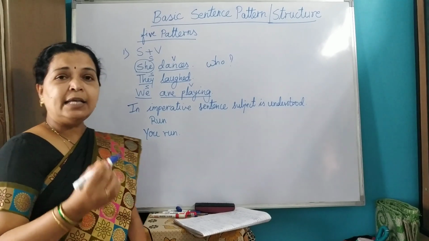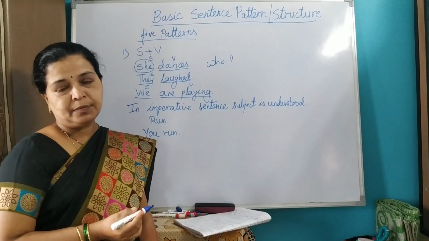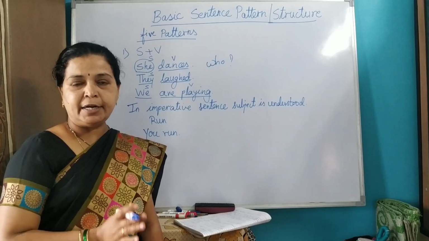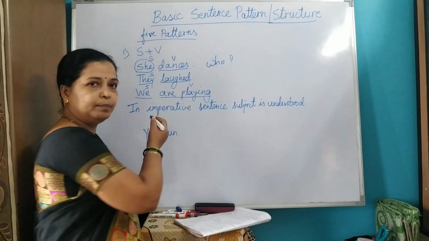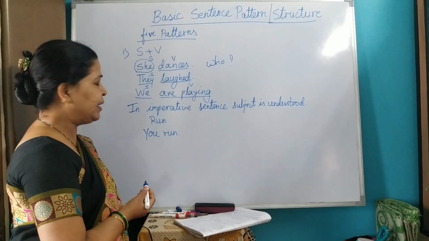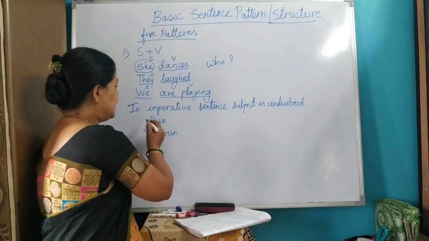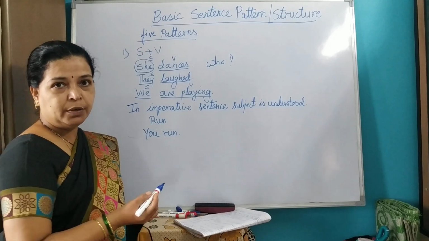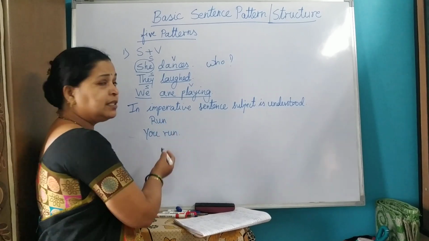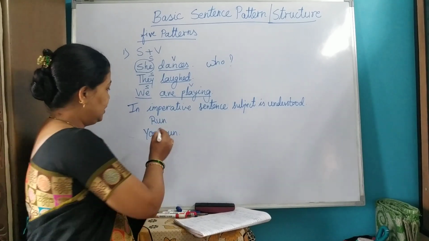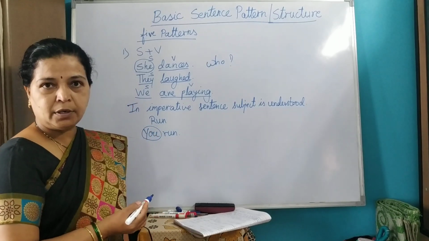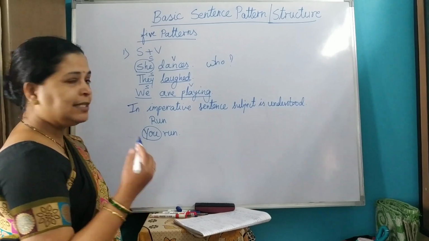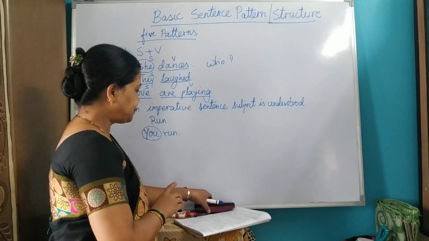Then, in case of imperative sentences, the subject is omitted. It is not written, but it is understood. Like if you say run. Okay, it is an imperative sentence. The subject is understood. Okay, when you say run, it means you run. But this subject, you, is understood. It is not written. Okay, so let's see some more examples.